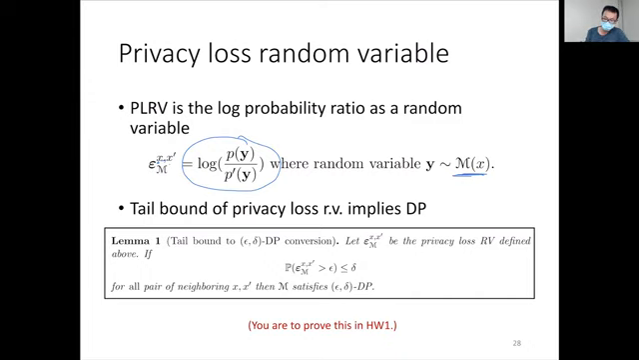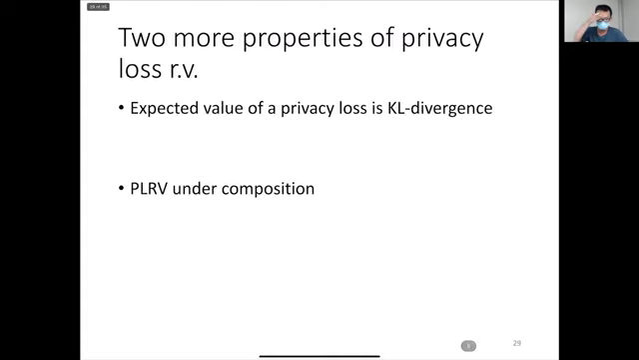It turns out that we can construct an epsilon delta DP algorithm by providing a high probability tail bound of the privacy loss random variable. This is something that you're supposed to show in homework 1. It follows more or less from the definition of epsilon delta DP. So I'll leave that to you to work on.